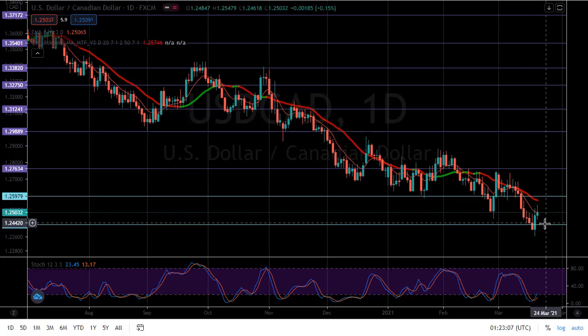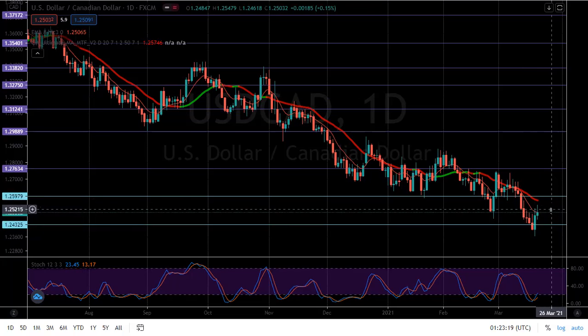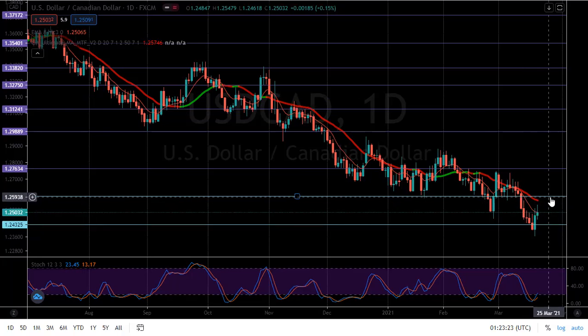We might come to retest the 1.2435 area, and if we don't close below that, then we'll be sure to go up to the next key level of resistance at the 1.2597 area just here. If we don't have a break and close below this region at the 1.2435 area, then we'll be going way up.